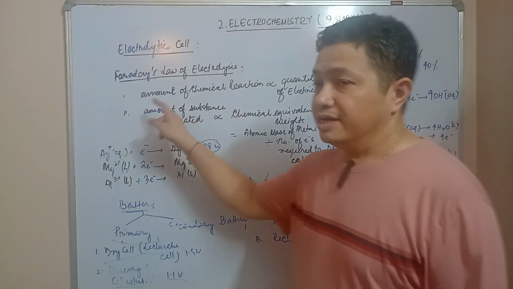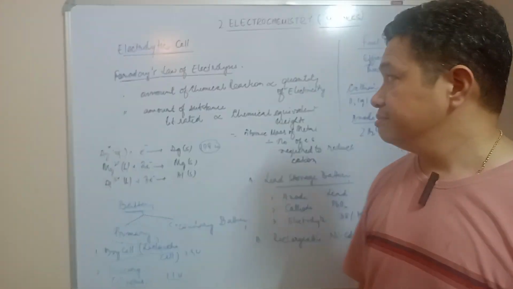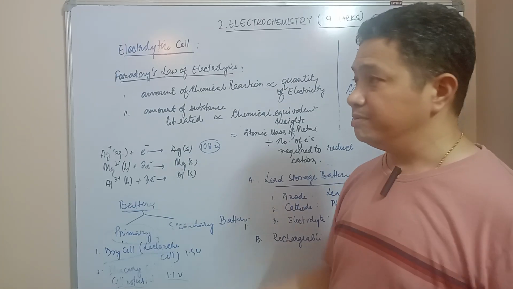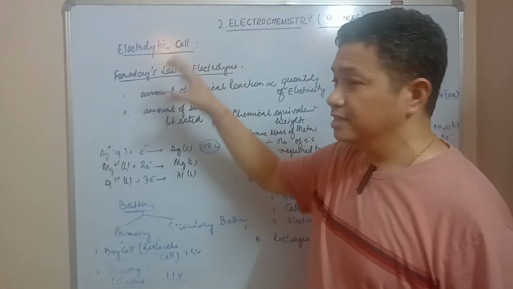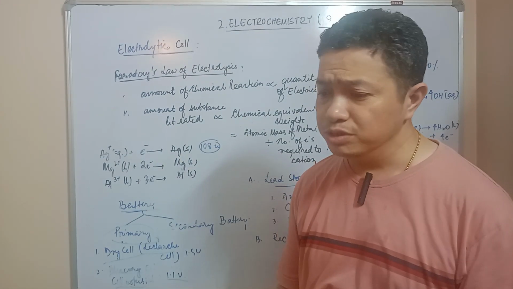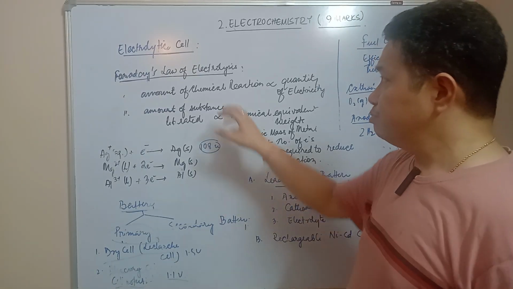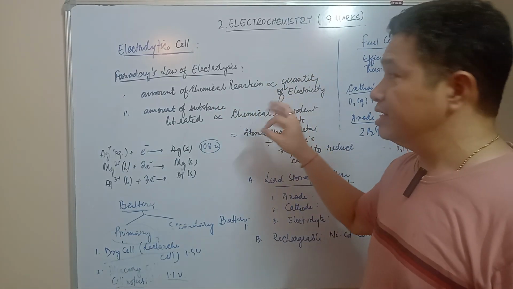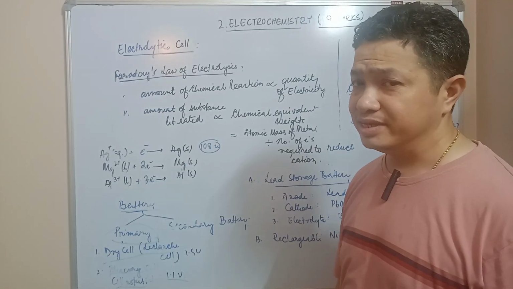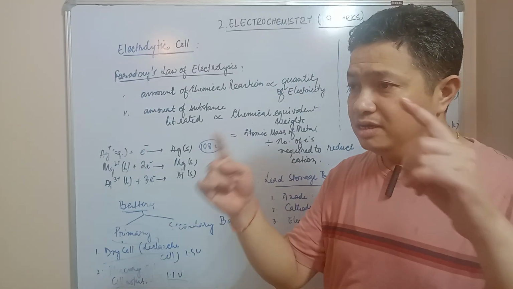The first law states that the amount of chemical reaction that happens is proportional to the quantity of the electricity that is passed. See, electrolytic cell means a chemical reaction will happen. So how much chemical reaction will happen is proportional to the quantity of electricity passed. It's quite obvious, I think, right? You don't need to remember it.